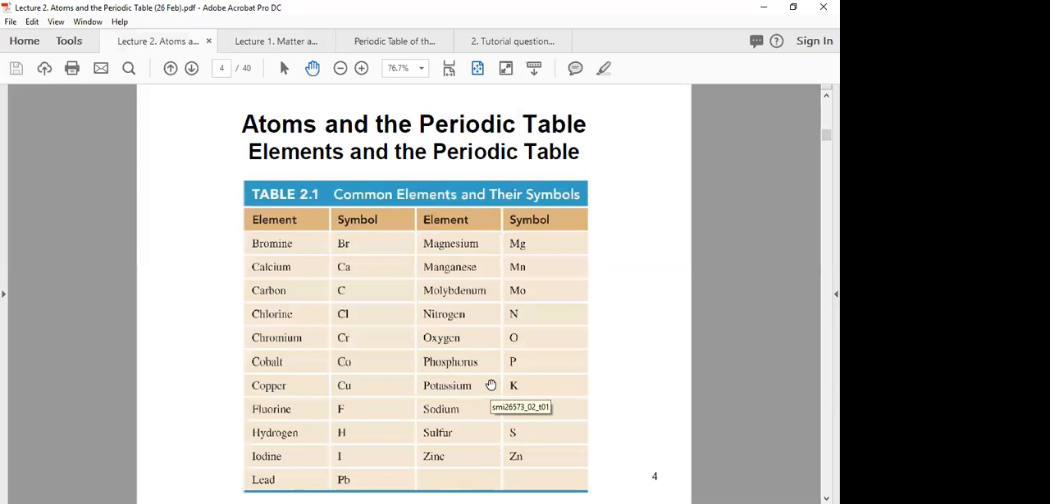Any memory of what the K stands for? Something to do with potash, and is it kalium? I can't remember. Yes, kalium. That's exactly right. Kalium is the Latin for potassium.